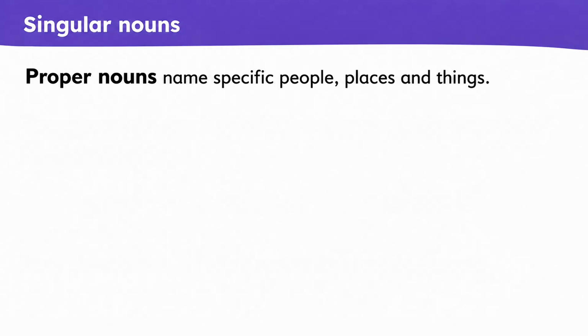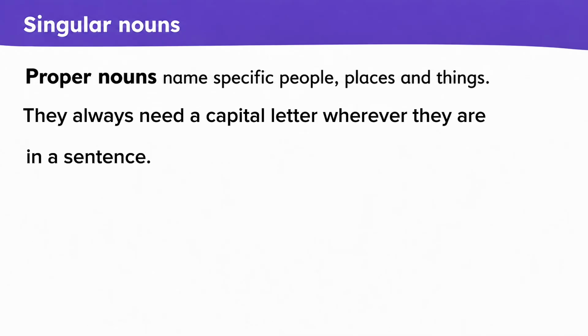Well done. We also know now that proper nouns name specific people, places, and things. A different type of noun. That means that they always need a capital letter wherever they are in the sentence to show that they have a specific name. Let's look at some examples.